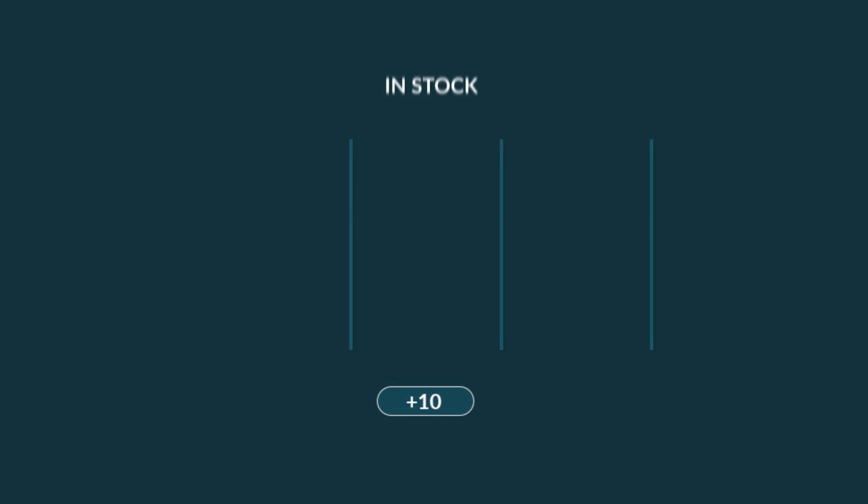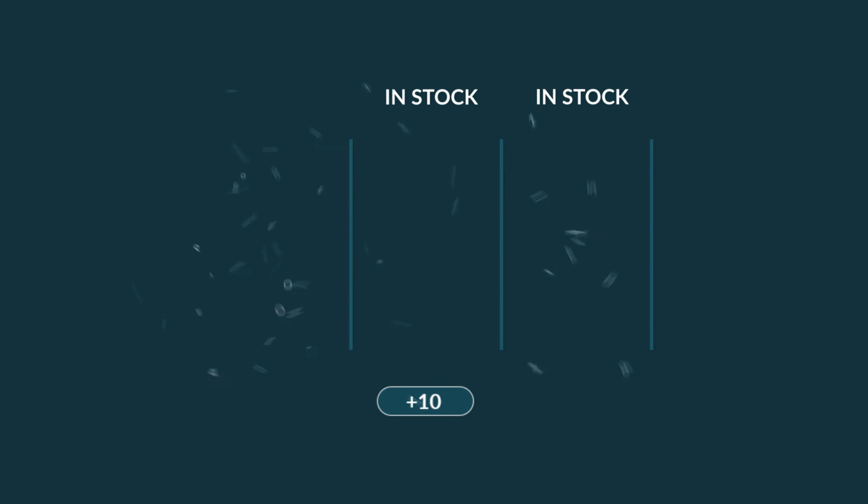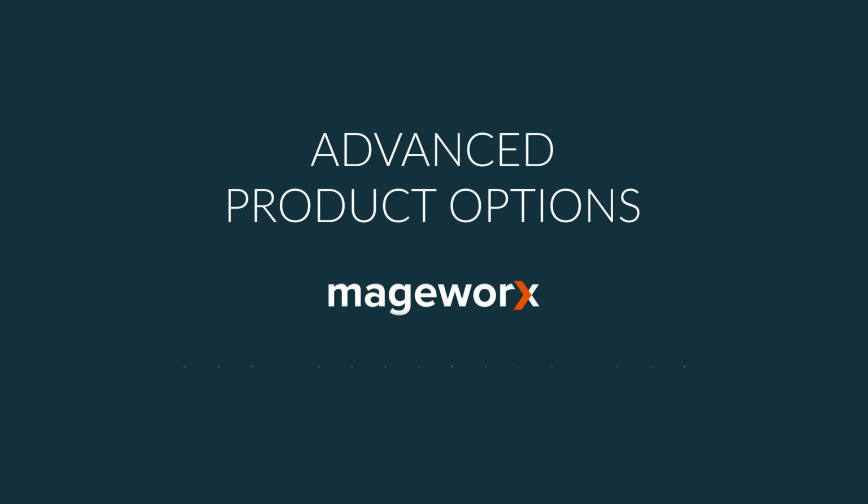A variety of options requires a solid toolkit to control their inventory. The extension can do this for you with detailed stock reports. Additionally, from there, you can quickly modify the stock quantity for each single option. All these and many other features you'll find in the Advanced Product Options extension.